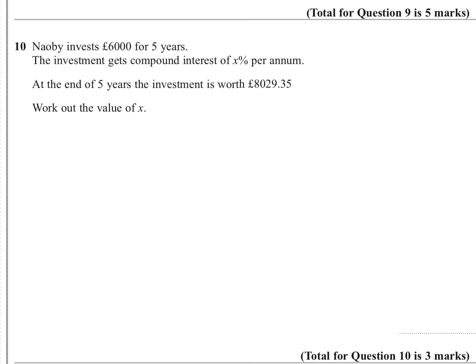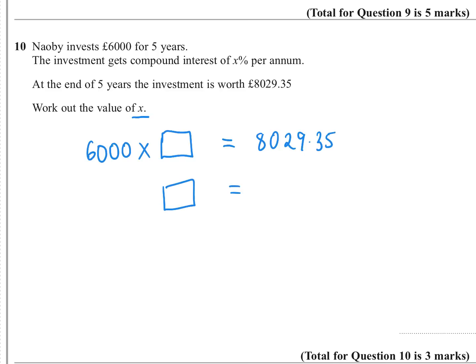Question 10. Niobe invests £6,000 for 5 years. The investment gets compound interest of X% per annum. At the end of 5 years, the investment is worth £8,029.35. We have to work out the value of X. Well, one way of looking at this is that 6,000 was put in, you had to multiply it by something, and out came £8,029.35. So we can definitely find what that something is by dividing both sides by 6,000.